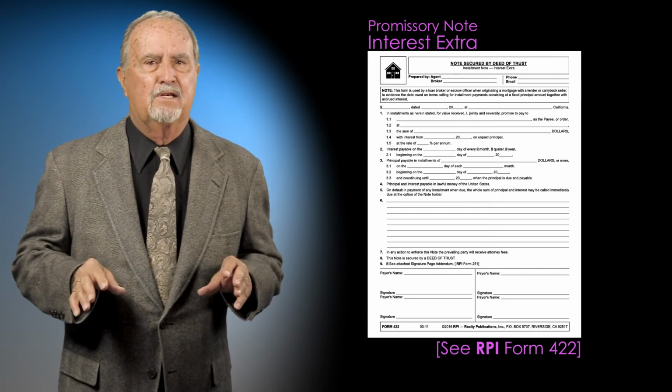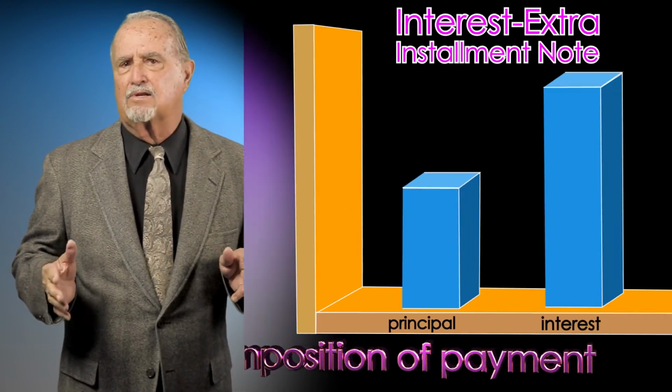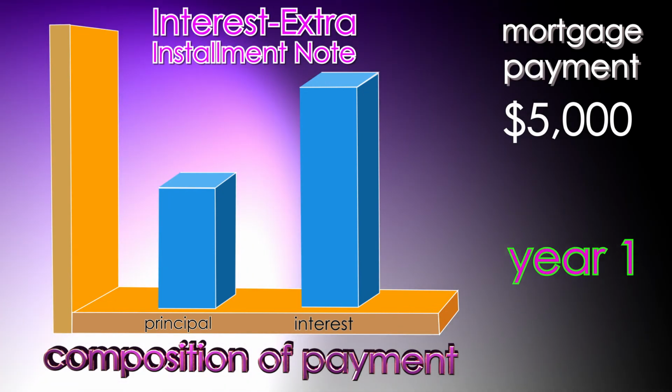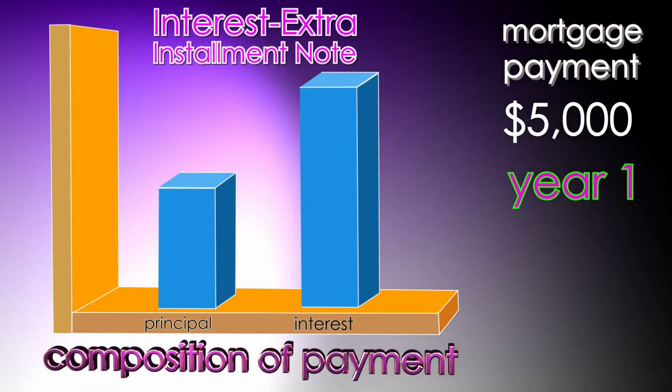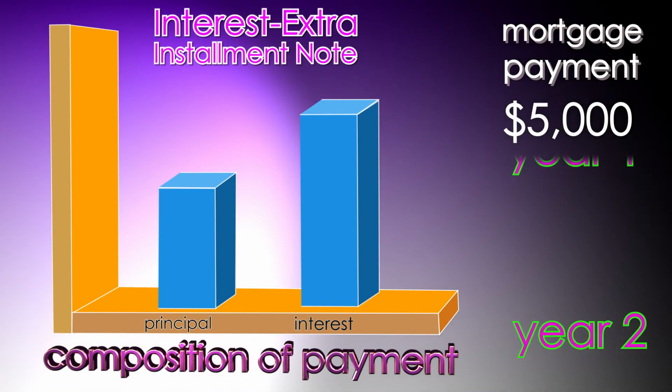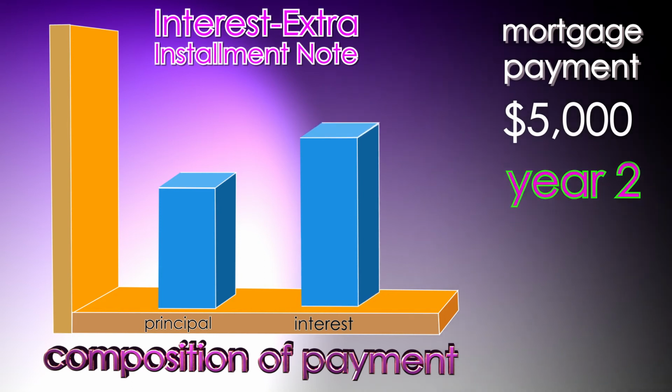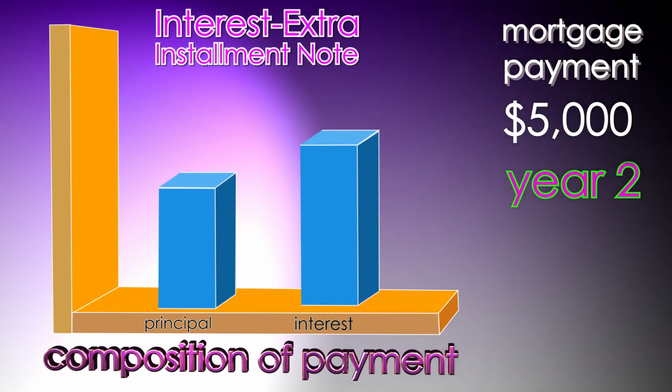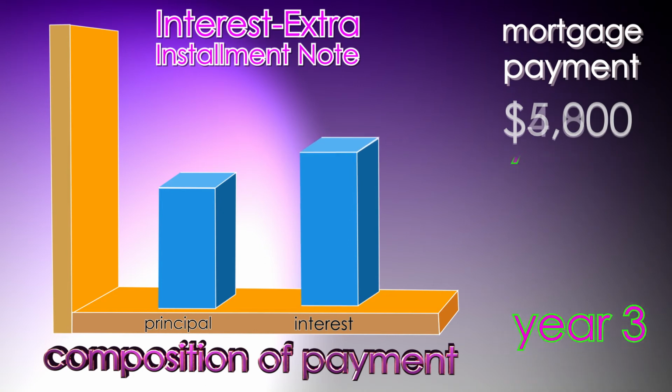Interest-extra installment notes call for a constant periodic payment of principal on the debt until the principal amount is fully paid, or a due date calls for a final balloon payment. The amount attributed to principal doesn't change.